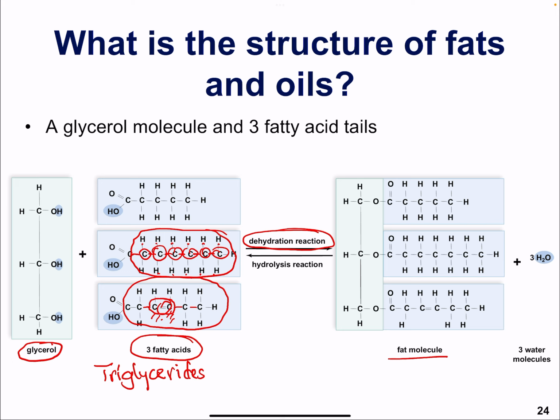Let me repeat that. The presence of this double bond is going to cause a kink in the structure of the molecule. That kink is going to be the reason why the melting point of that molecule is going to be lower than the melting point of a similar molecule that does not have a double bond.